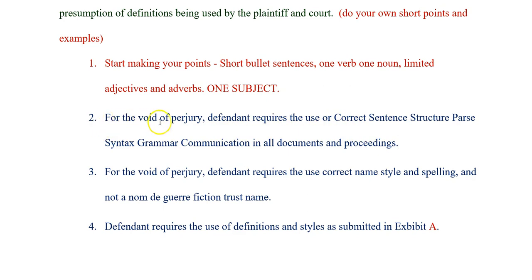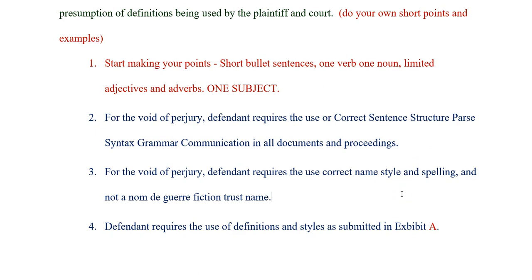For example, you might say "for the void of perjury." See, if they're committing perjury by using fictitious language on you and not telling you, that's perjury. So the defendant requires the correct sentence structure, parse, syntax, grammar, communication in all documents and proceedings. There's your terms. If you don't cite your terms and conditions, folks, you don't get it.